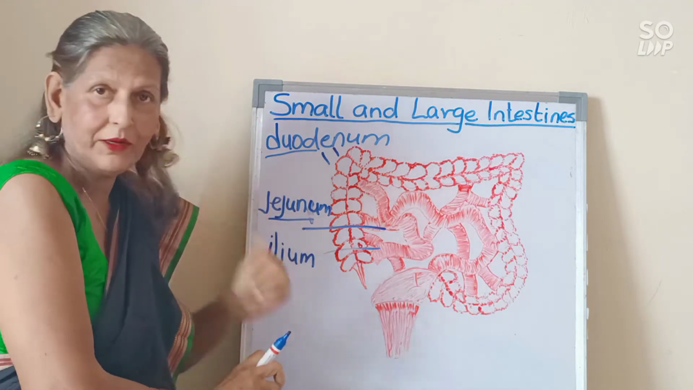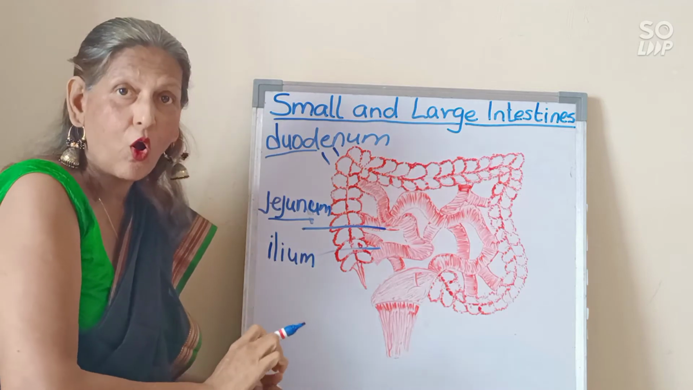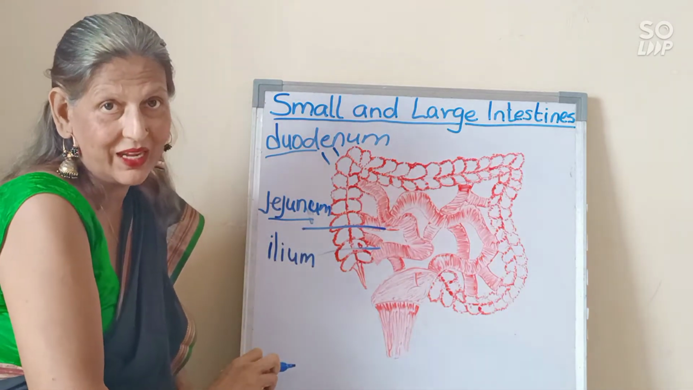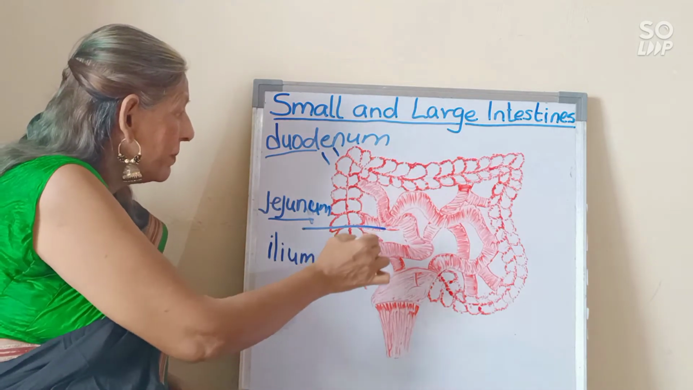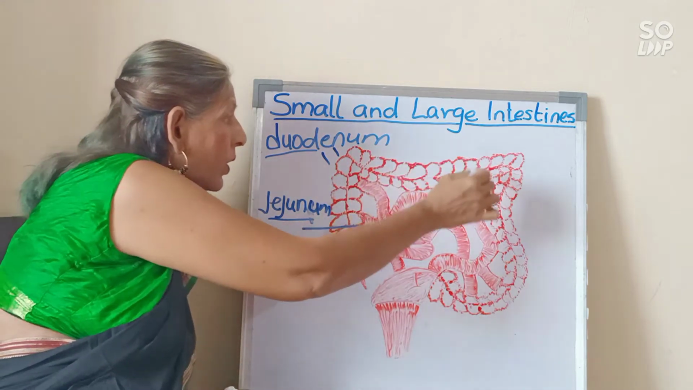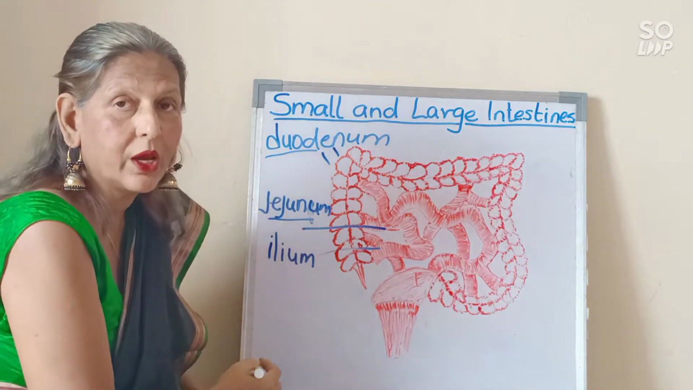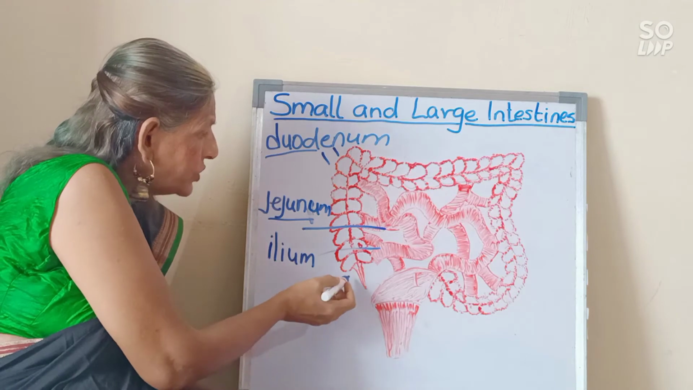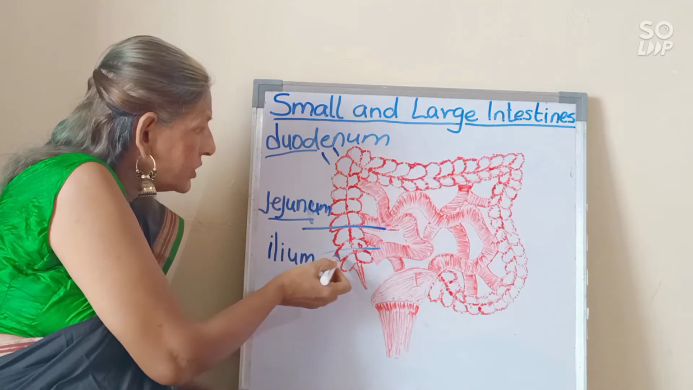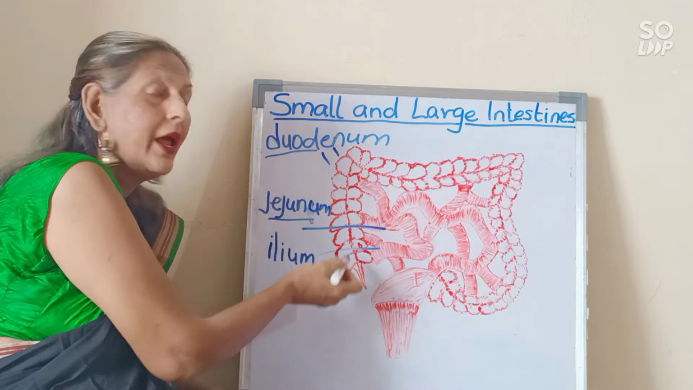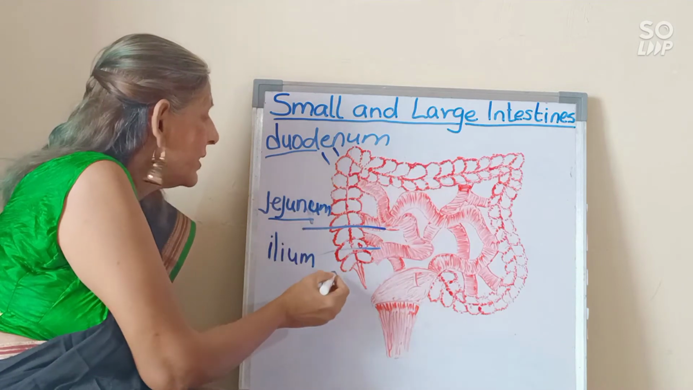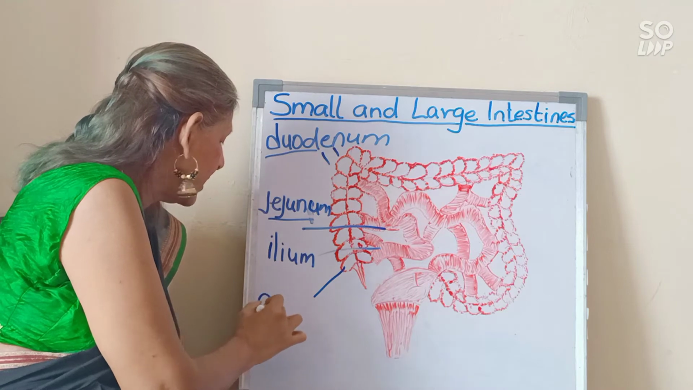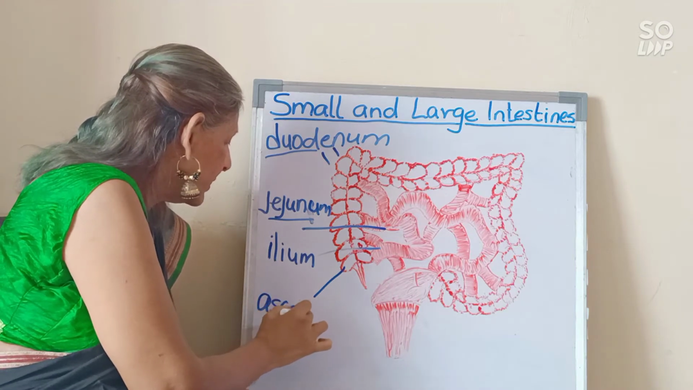Now let's move on to the large intestine. These big loops are called the colon. What are they called? The colon. As you can see from here, these colons are ascending, they are going upwards. So they are called the ascending colons. What are they called? Ascending colons.